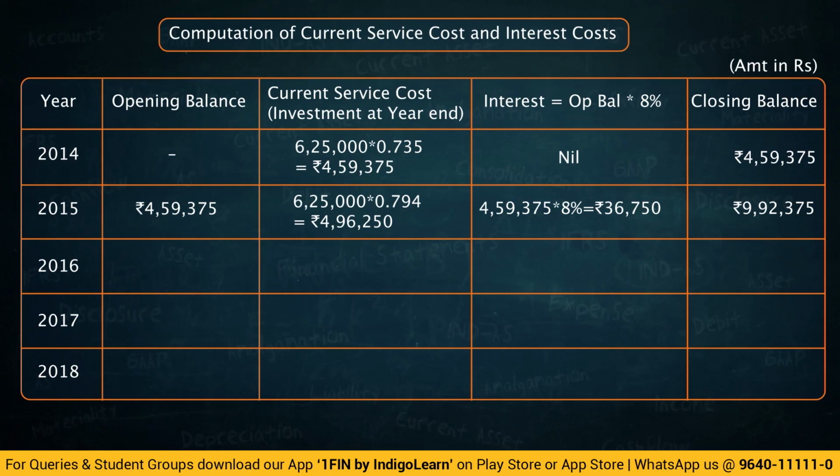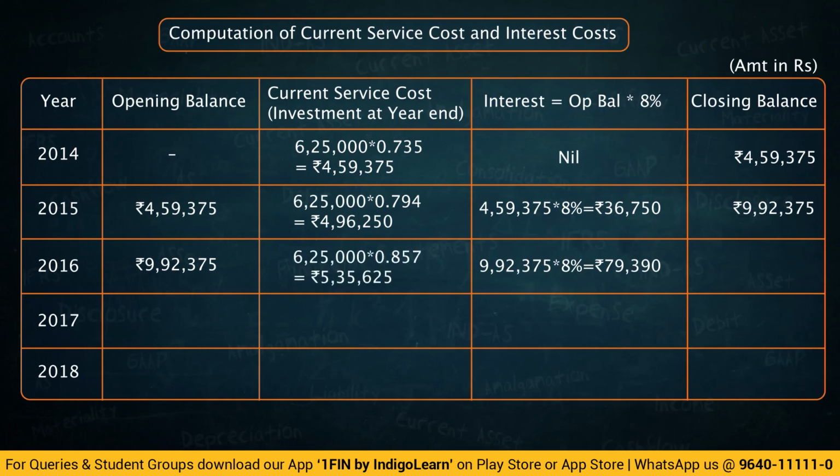Now come to the third year. The closing balance of second year will become opening balance of third year. On that opening balance, apply 8%, which is the third year interest. That comes to 79,390. That is the third year interest. Then we didn't pay the opening balance. We didn't pay this interest. Over and above all this, we took a fresh loan in third year. Fresh liability came in third year. How much is that? 5,35,625 is the fresh liability which is coming into third year. Acha, this is a fresh liability. So closing balance at the end of third year is 16,07,390. I hope it's clear.